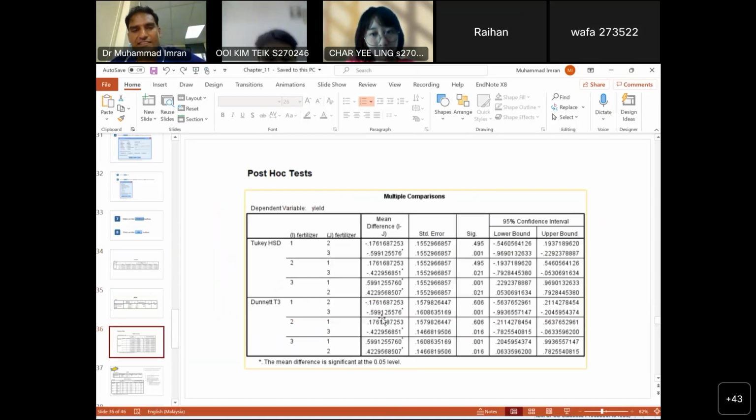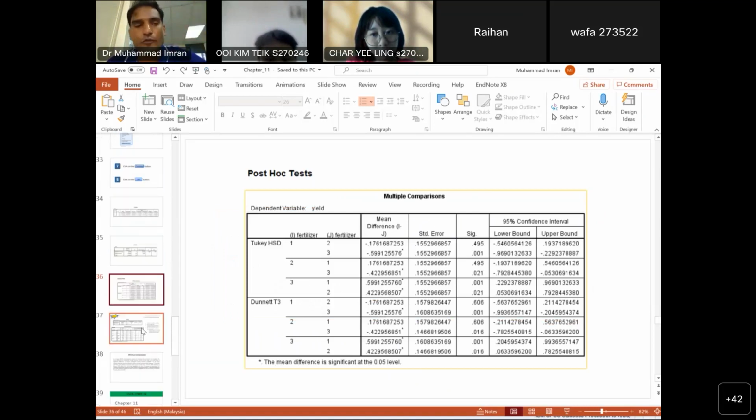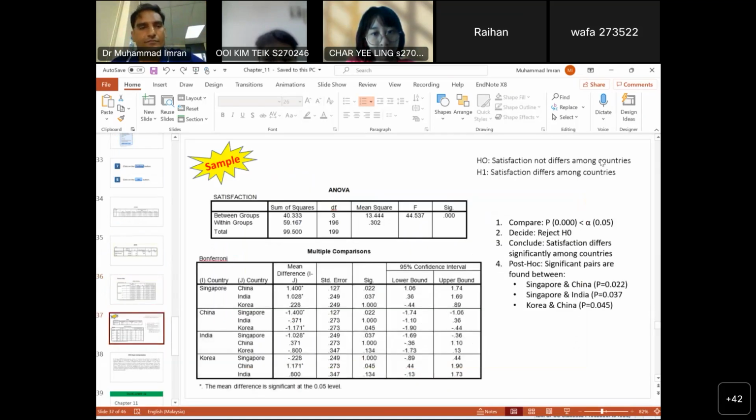See, my dear students, this is the result. And one more example for you. I already calculated this one here. Sample: the null hypothesis is that satisfaction does not differ among the countries. Countries should be more than 2, sorry. The alternative hypothesis is that satisfaction differs among countries. Now this is the result. Okay, so this is significant.